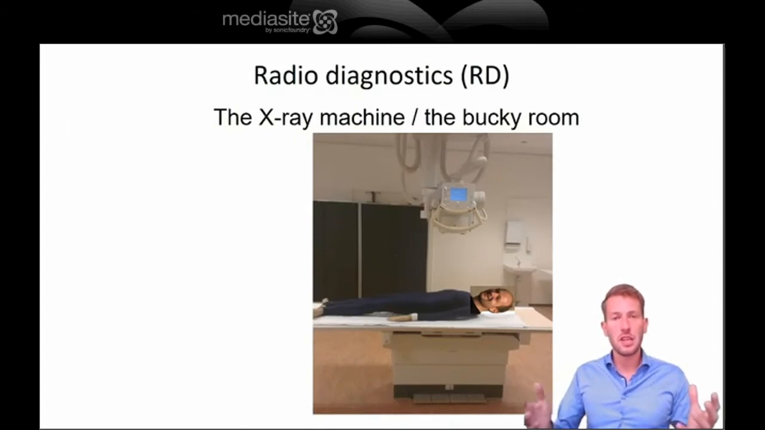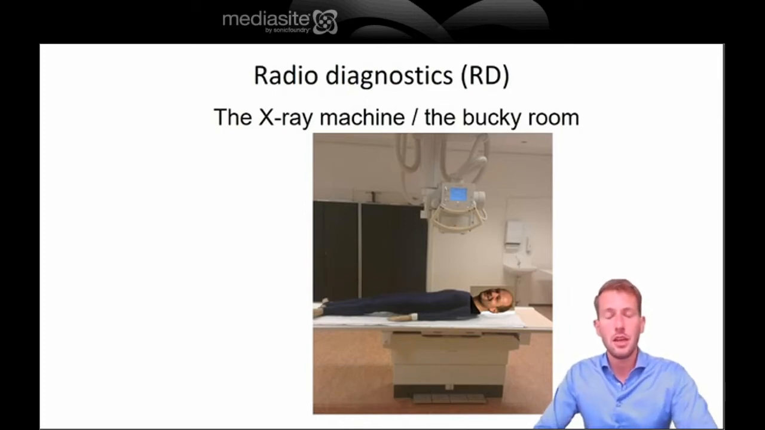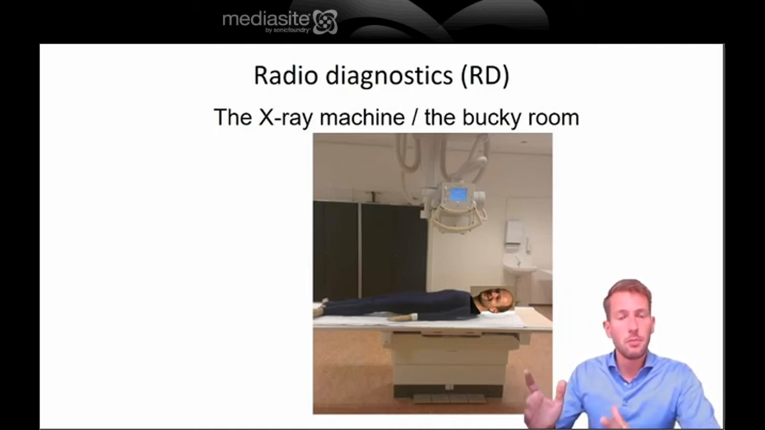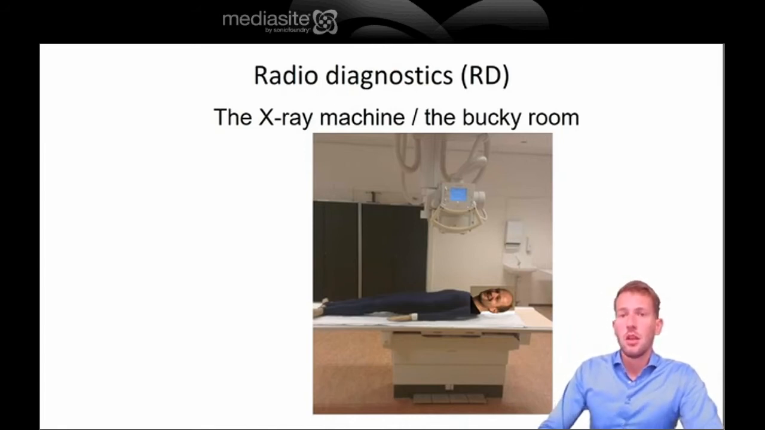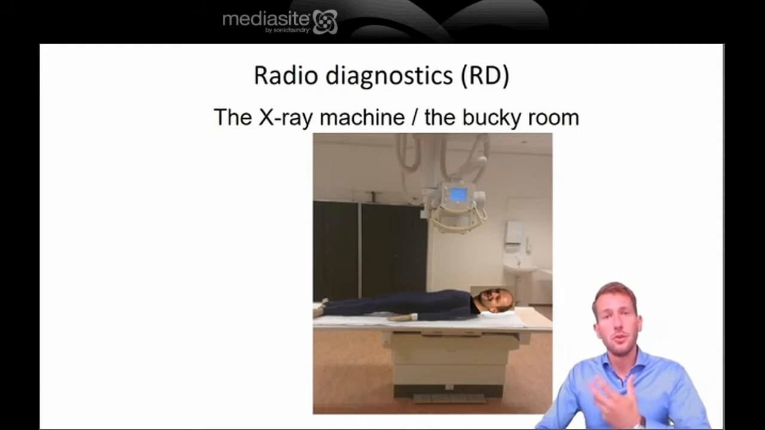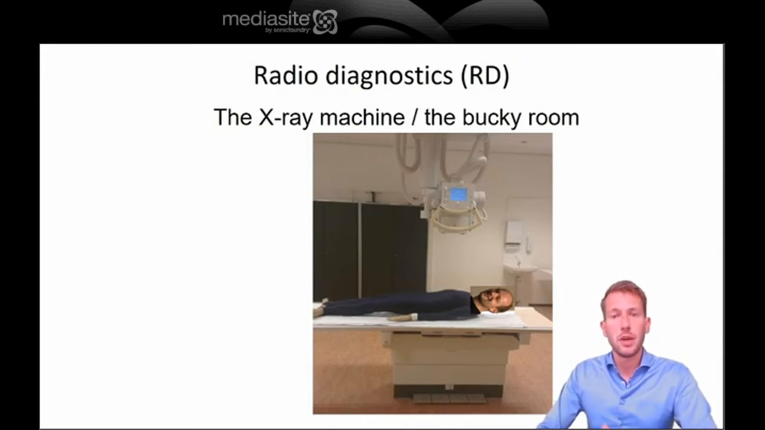Okay, this is an example of a bucky room. This photo is taken in the practical rooms at Fontys Paramedische Hogeschool. In these rooms, the practicals are given, and also you will practice here independently. Instructions on how to use this device will be practical number 1.